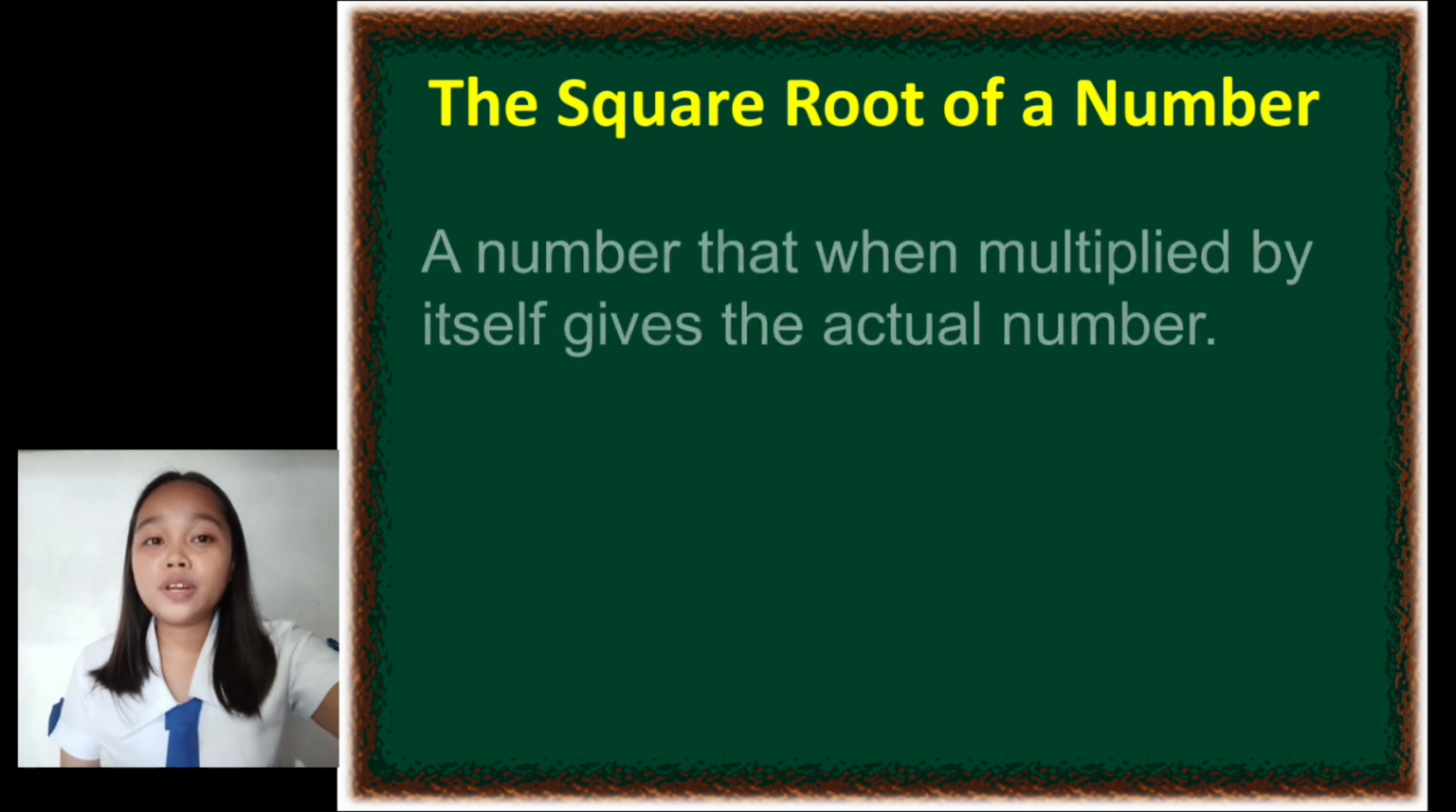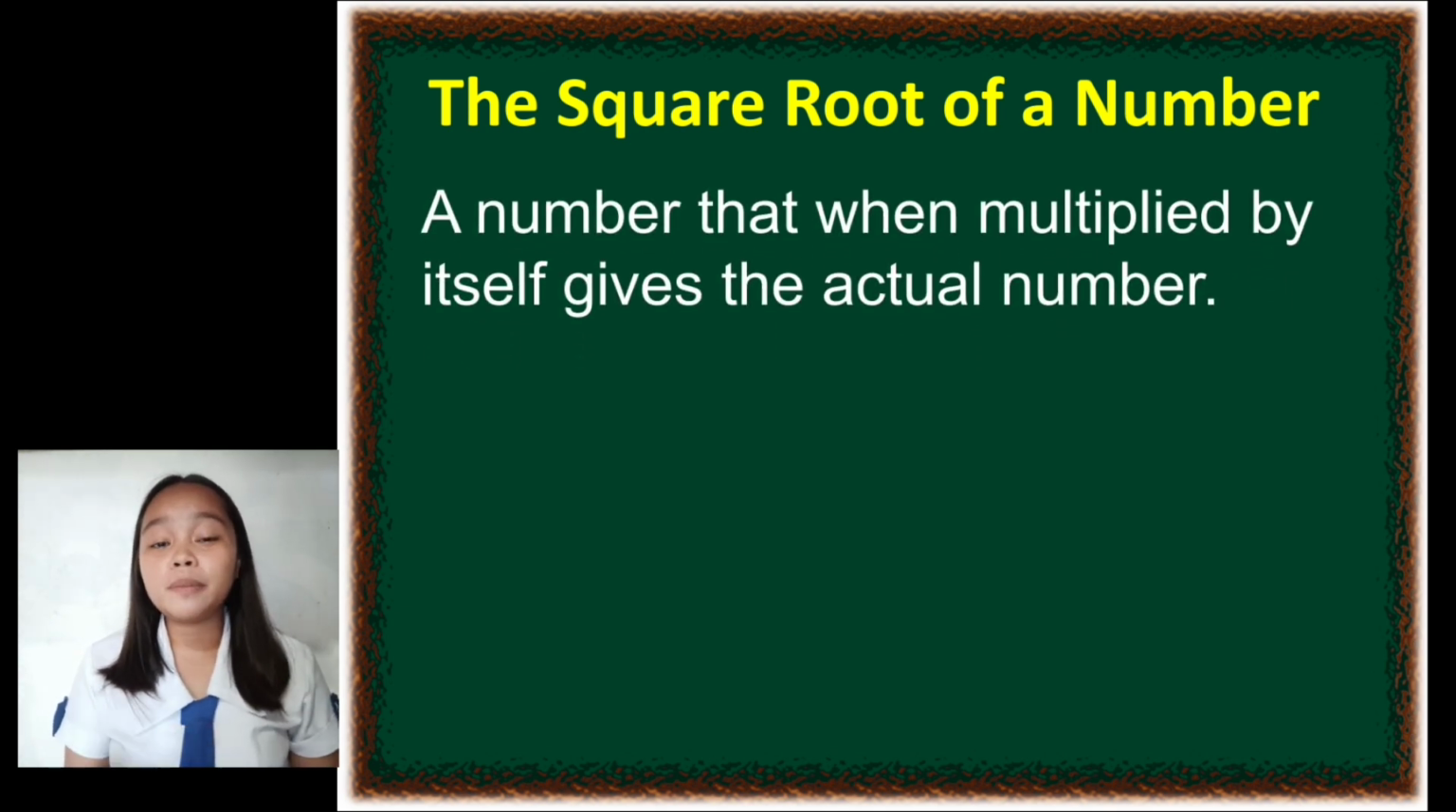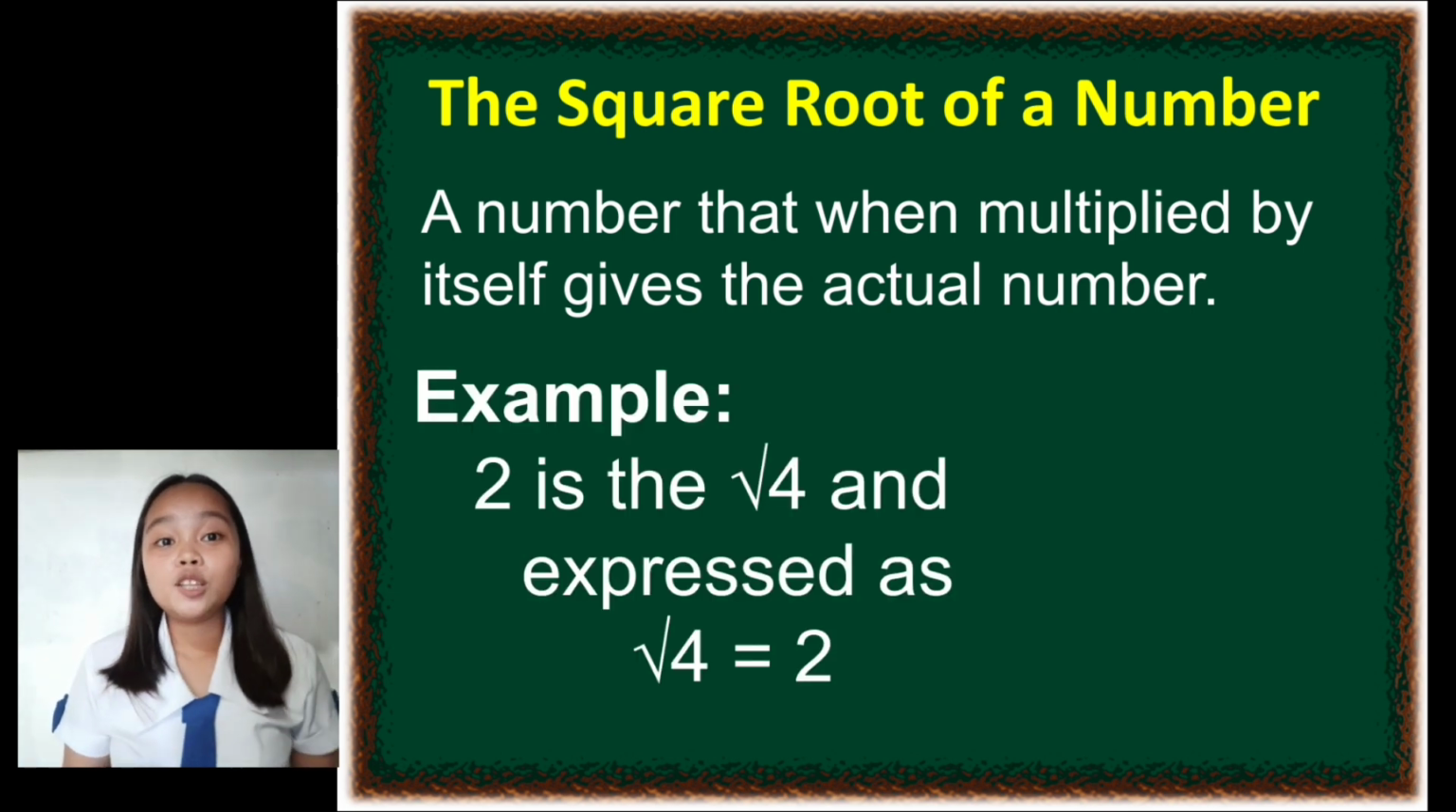What is square root of a number? The square root of a number is a number that when multiplied by itself gives the actual number. For example, 2 is the square root of 4 and expressed as square root of 4 is equal to 2. Another example, 3 is the square root of 9 and expressed as square root of 9 is equal to 3.